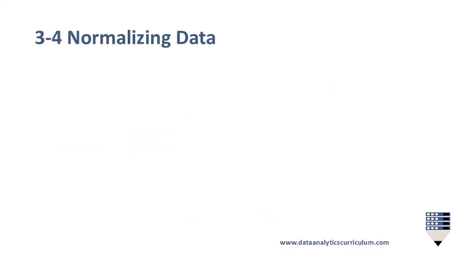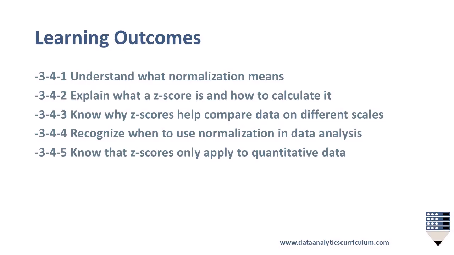Welcome to Lesson 3-4, Normalizing Data. In this lesson, we'll explore what normalization means, why it's useful, and how to calculate Z-scores to make fair comparisons across different types of data. By the end of this lesson, you will be able to understand what normalization means, explain what a Z-score is and how to calculate it, know why Z-scores help compare data on different scales, recognize when to use normalization in data analysis, and know that Z-scores apply only to quantitative data.